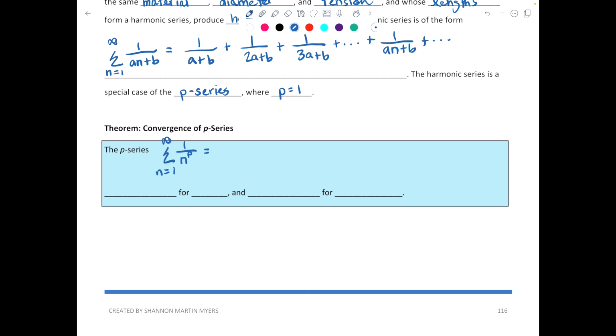So this would look like 1 over 1 to the p plus 1 over 2 to the p plus 1 over 3 to the p. And you'd keep going on, plus 1 over n to the p, plus dot, dot, dot. And it will converge for p greater than 1, and it diverges for 0 less than p less than or equal to 1. Cool, cool?